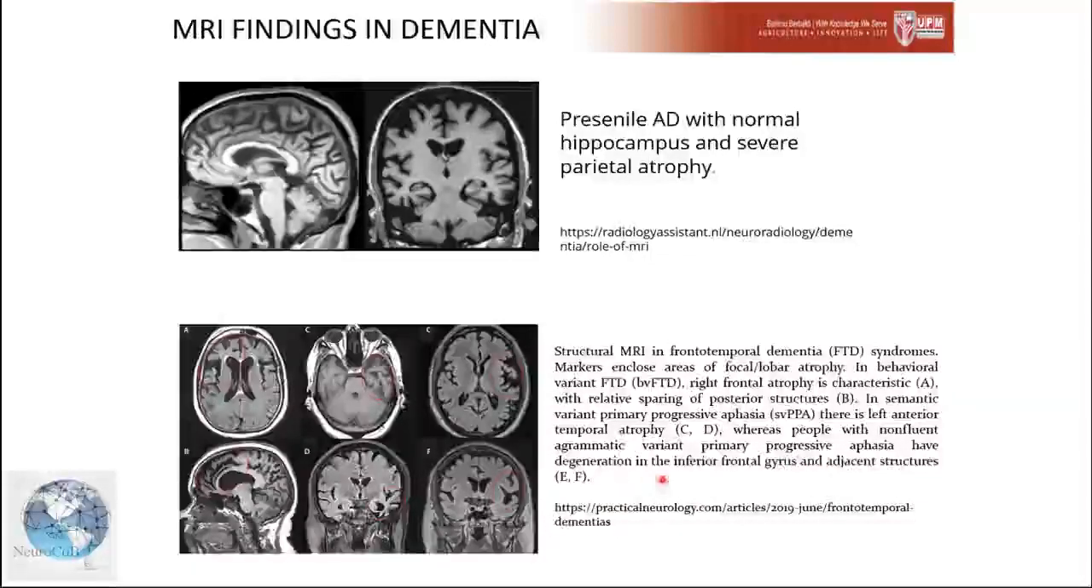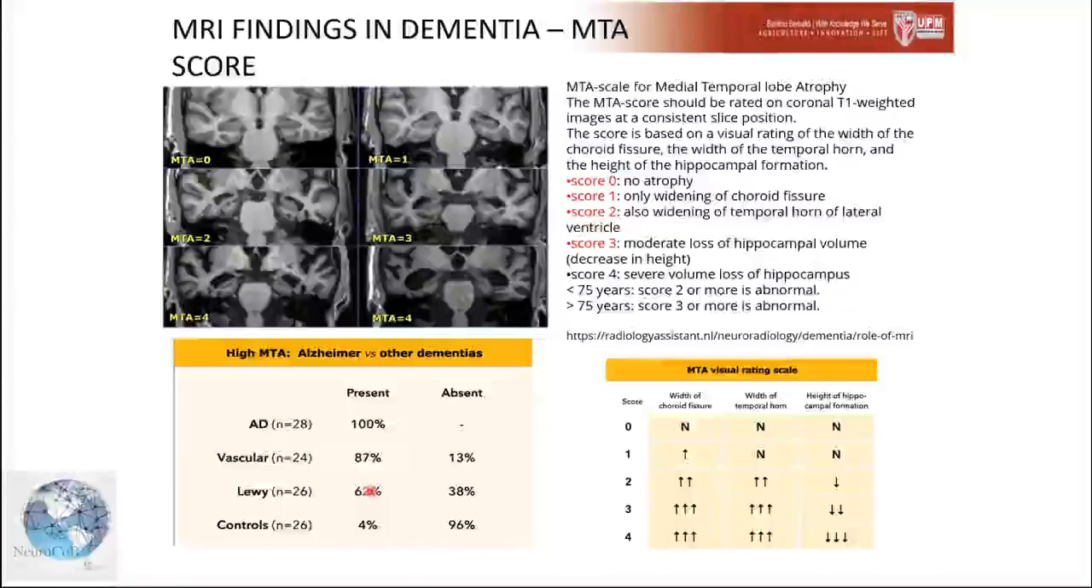Patient has a degeneration of the inferior frontal gyrus and adjacent structures. So this is an area of atrophy. We need to review all the sequences, all the sections, for us to diagnose the atrophy thoroughly. Later on, I will tell you during my case presentation why.